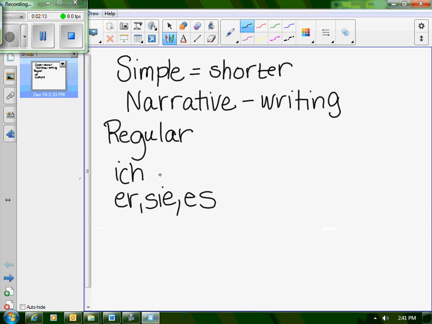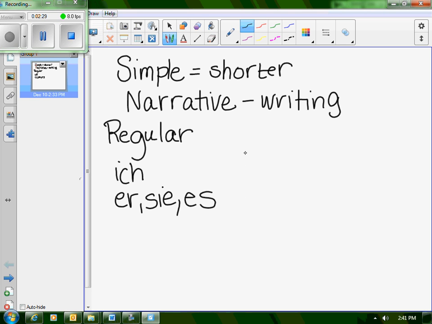Here's actually, let me make this comment. Do you remember when we were conjugating sein? We saw that the ich and the es are the same. The same thing happens for these irregular verbs. The ich and the es are going to be the same.